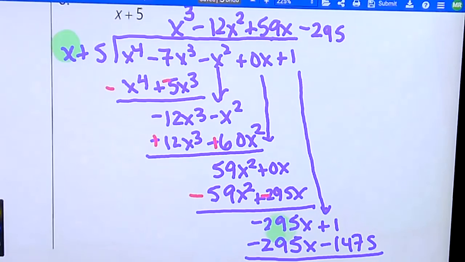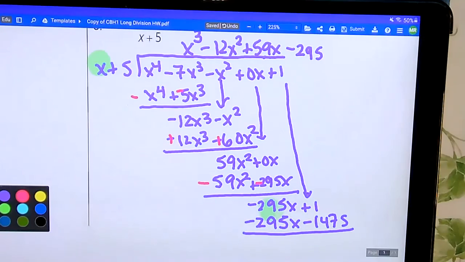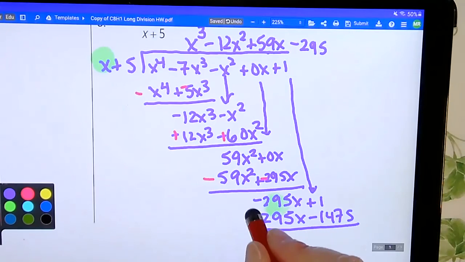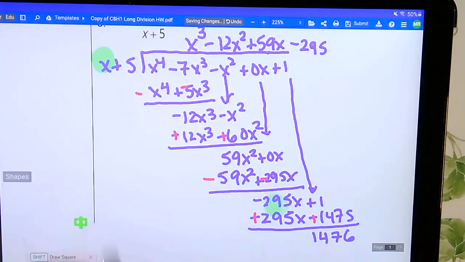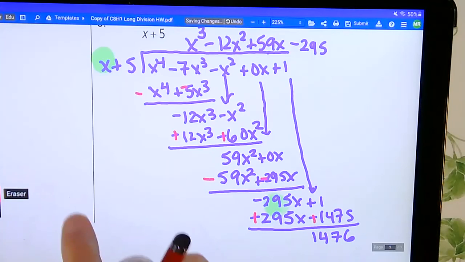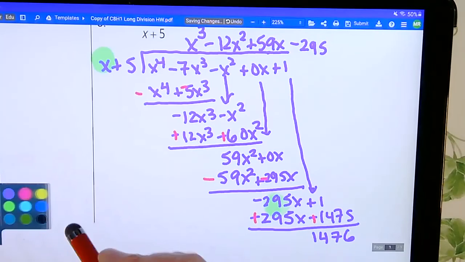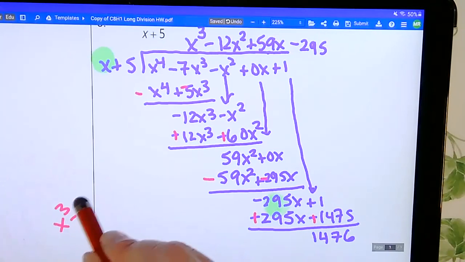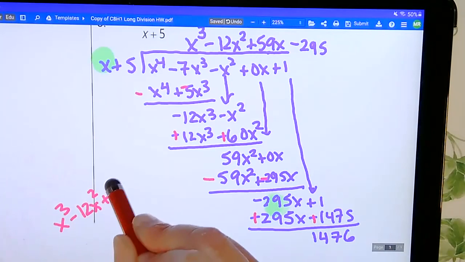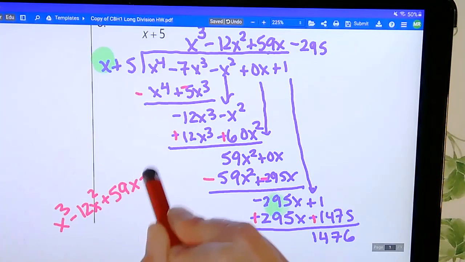I am going to subtract. And so when I do that subtraction, this becomes a plus and this becomes a plus. I end up having that cancel out, and here I get 1,476 as a remainder. So my answer, I wrote it in pink, is going to be x to the third minus 12x squared plus 59x minus 295.